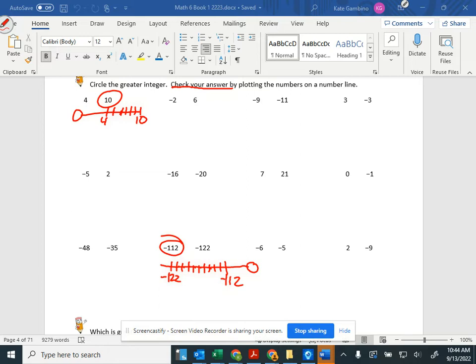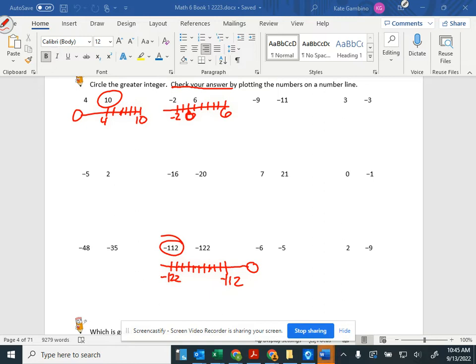Does that make sense on what you need to do? Let's do one more together. Here, I am going to go on both sides of the 0 because negative 2 is on the left and 6 is on the right. So you always want to look at where the numbers are in relation to 0.